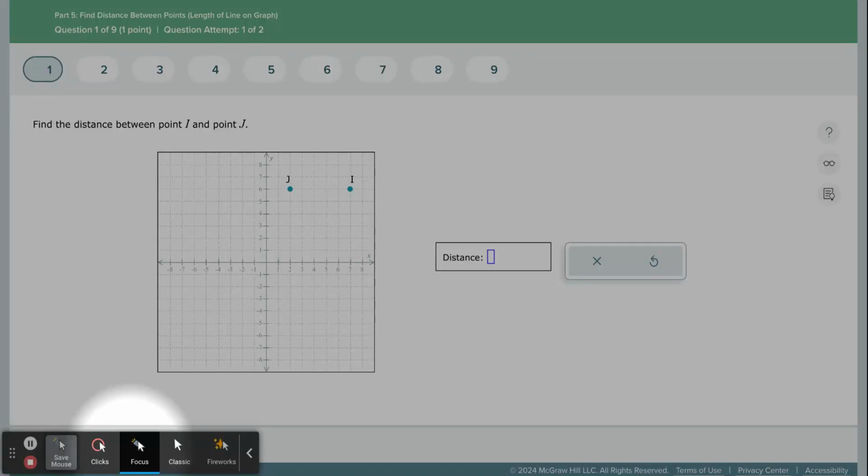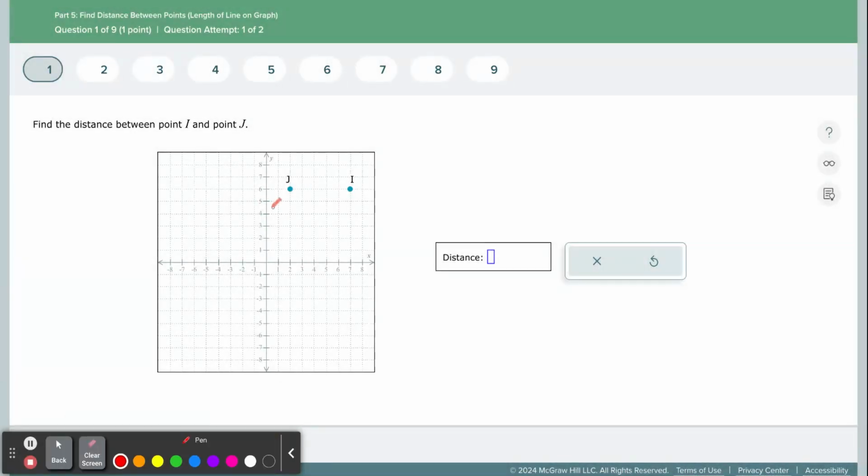Okay, guys, this is your assignment video for part 5, finding the distance between points, or in other words, finding the length of a line when it's on a graph. Okay, so let's get started. We have 2 points, point I and point J, and we want to find the distance between the two. Okay. So here we go.